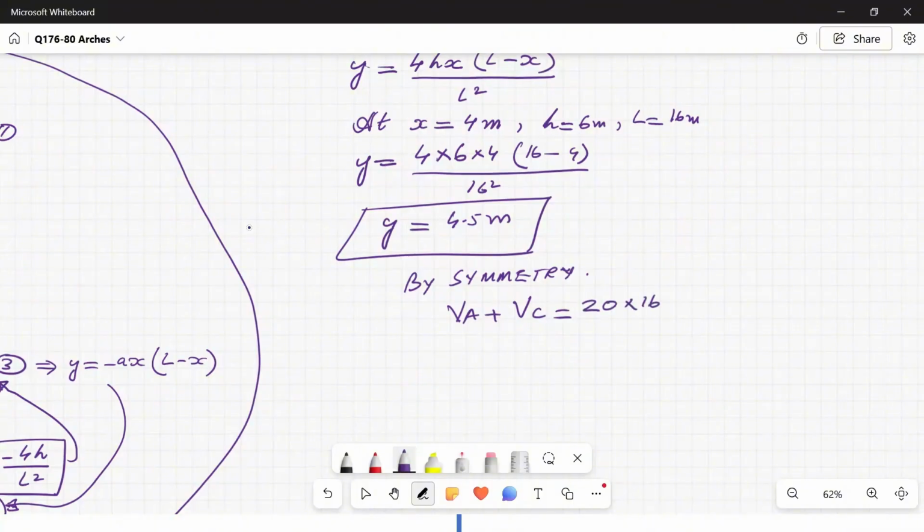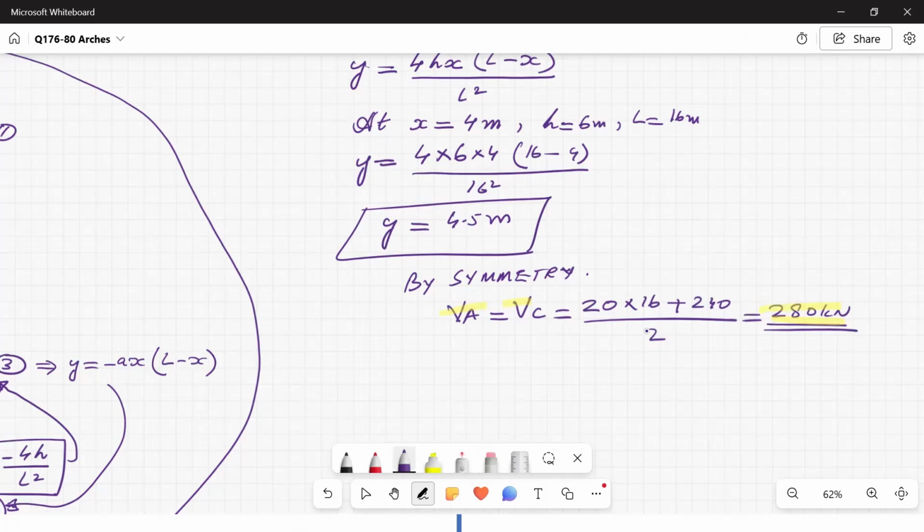20 times 16 plus 240, divided by 2. This will give me 280 kilonewton. So this is the reaction. This is not VA plus VC. This should be equal, VA is equal to VC, because I'm taking half the load.